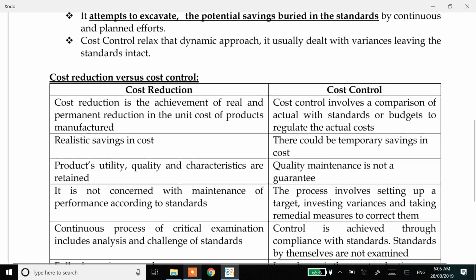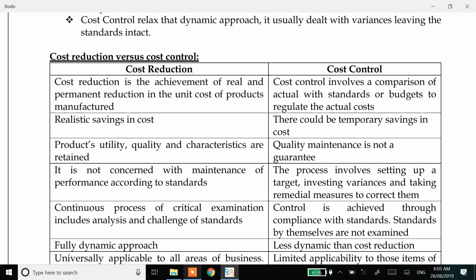That is what you end up doing in case of cost reduction. Cost reduction versus cost control. Cost reduction is achievement of real and permanent reduction in the unit cost of products manufactured. Cost control involves a comparison of actual with standards or budgets. This is the real crux. Apart from that, there are a lot of other differences which you can go through, but the crux is very simple. Reduction is the achievement of real and permanent reduction in cost. Cost control is a comparison of actuals with standards or budgets to regulate the actual cost. Clear? This is what we are going to do as far as cost control vis-a-vis cost reduction is concerned.